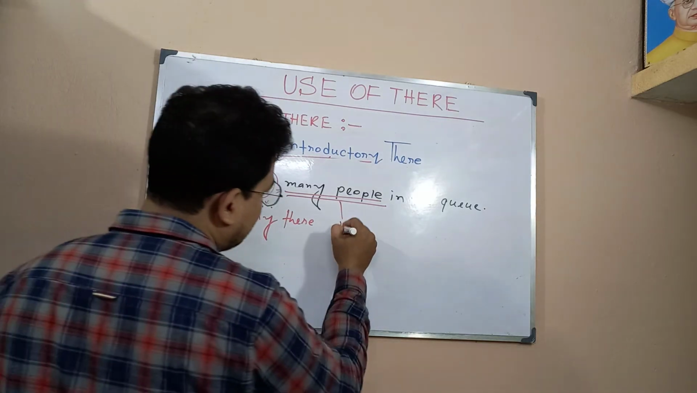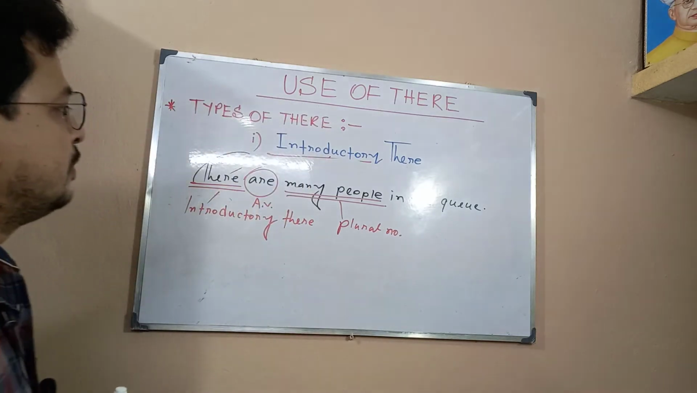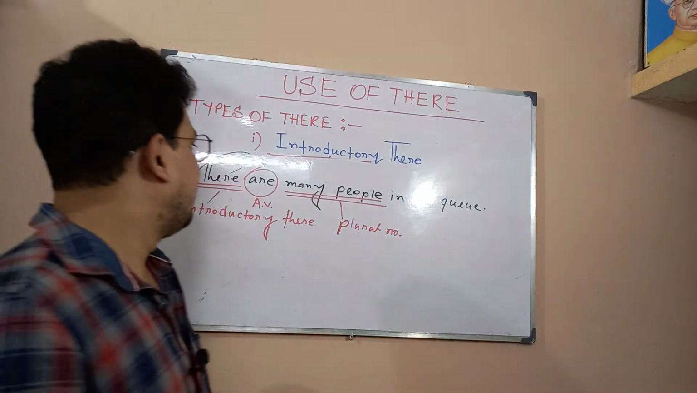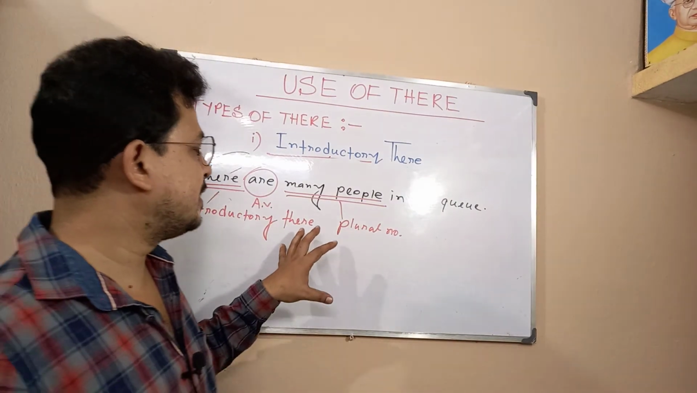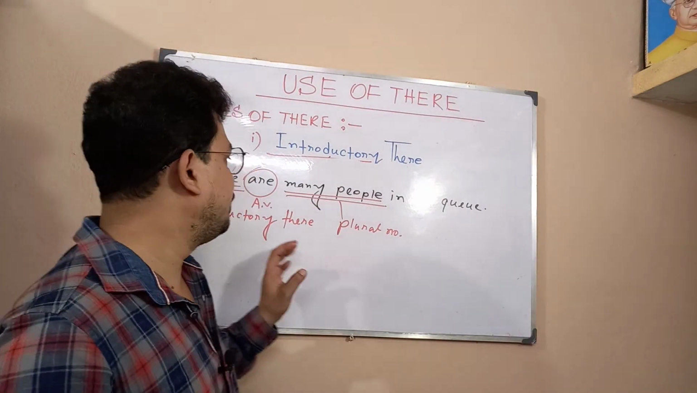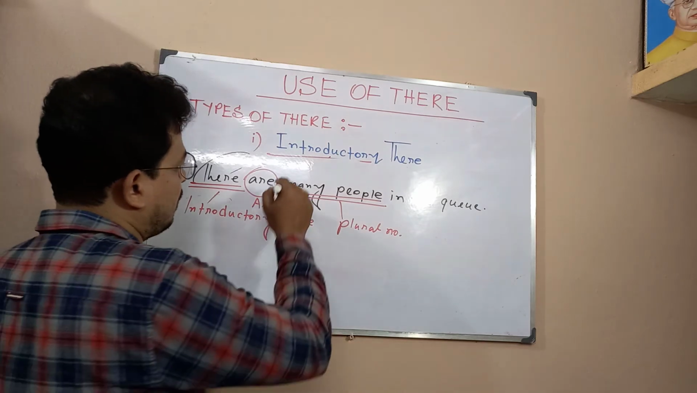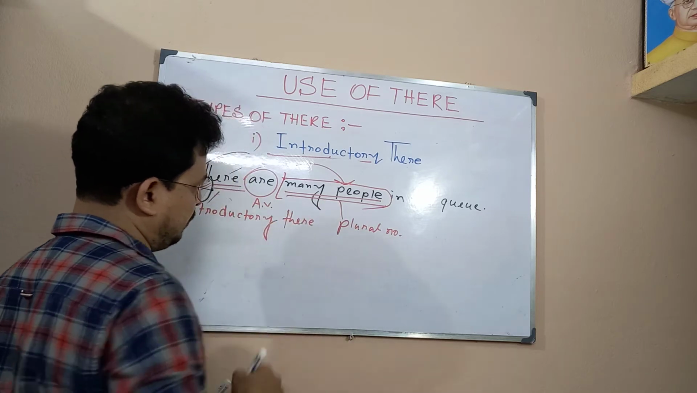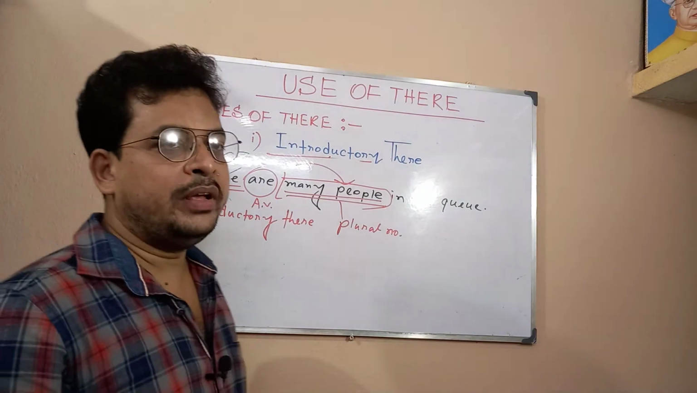Plural number. There are many people. So it is an auxiliary verb. You should always remember that there is not used in this type of sentence without an auxiliary verb. And this auxiliary verb stands according to which particular noun or pronoun belongs. For that reason the auxiliary verb will stand.